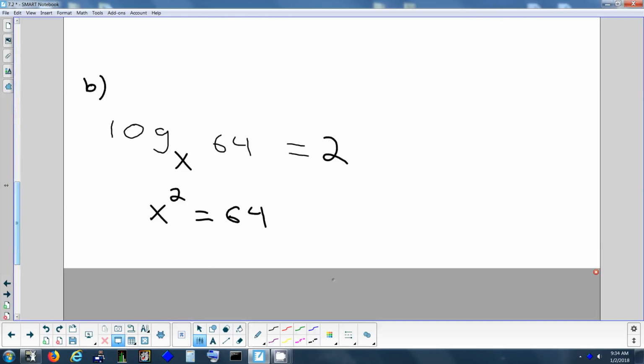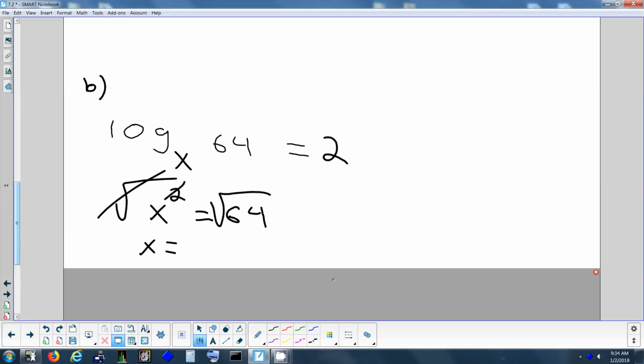Now this time we can't add, subtract, multiply, divide to get x by itself. What do I have to do to both sides here? Yep, take the square root. Now I told you earlier that the base always has to be what kind of number? Well, it's a number, yeah. Well, what kind of number? Positive. It's got to be positive.